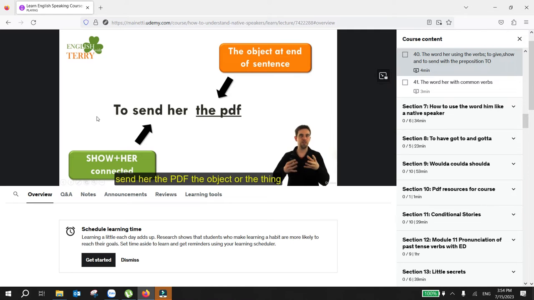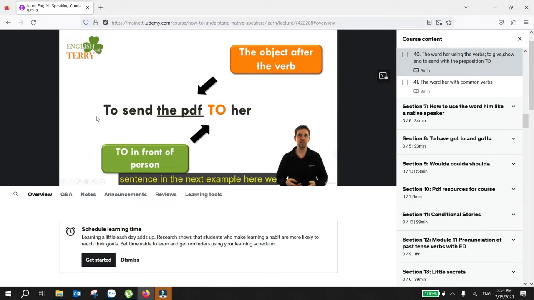The object, or the thing, the PDF, is at the end of the sentence. So here, show and her are connected, right? It's all about the PDF, the object. Where is it in the sentence? In the next example here, we change where the PDF is in the sentence. We put the PDF after the verb, not at the end of the sentence: to send the PDF to her.